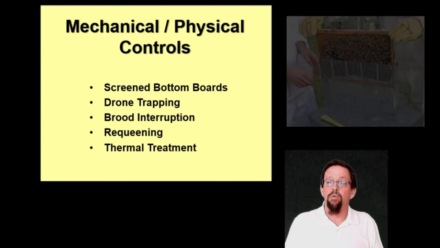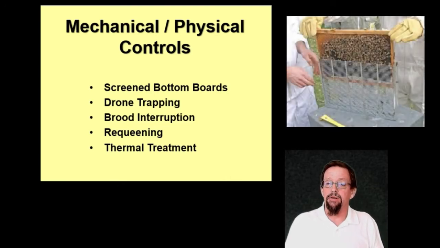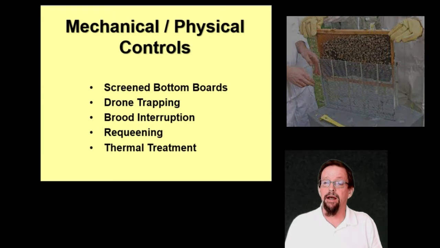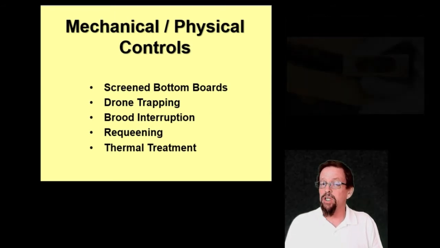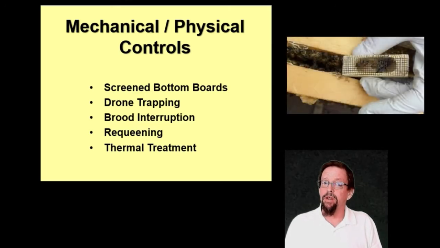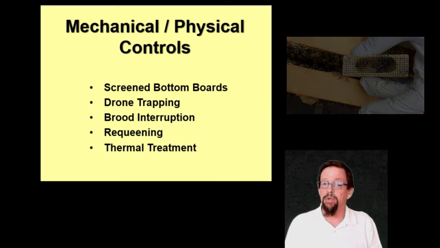Another method is brood break interruption, to actually cage the queen up for a week and stop the actual reproductive cycle of the queen, and it basically cuts down the areas where the mites can reproduce. Also, requeening kind of goes hand in hand with brood interruption, and again, you can requeen with a queen that has genetics that help reduce the mite population.